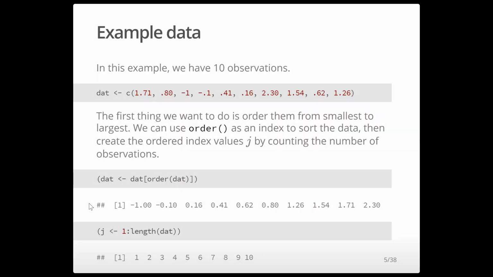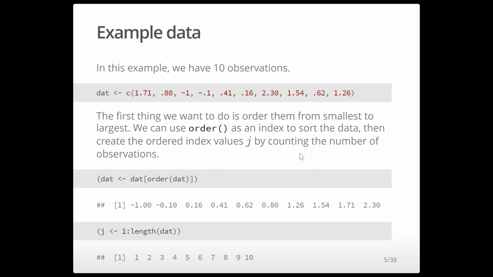This is example data from the book. In this example, we have 10 observations of univariate data. The first thing we want to do is put them in order. Here I just load them in the same order they were originally listed in the book, or I might have mixed this up randomly. So here's just unordered data. To get it in order, we can use this order function. We index it by the order, which means we use the square brackets. That then gives us our data in ascending order from smallest to largest.